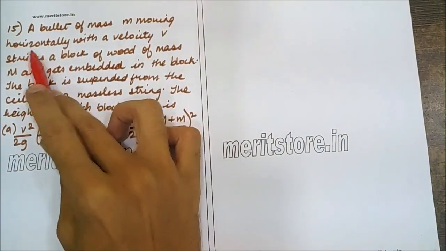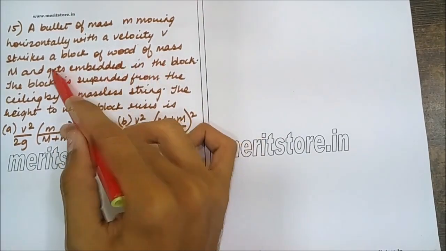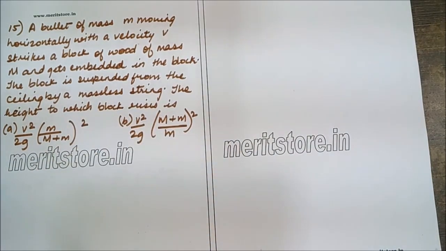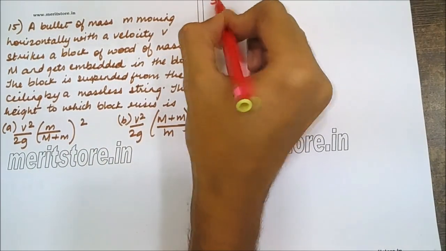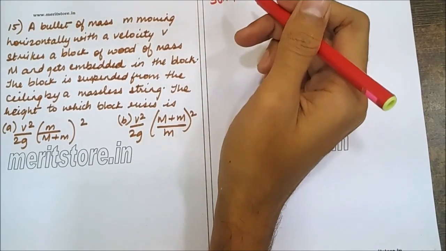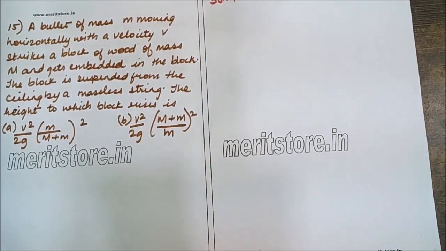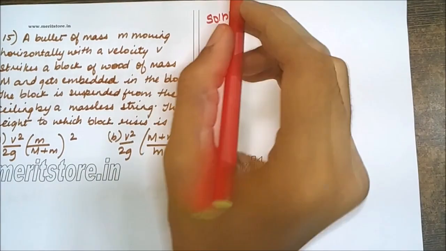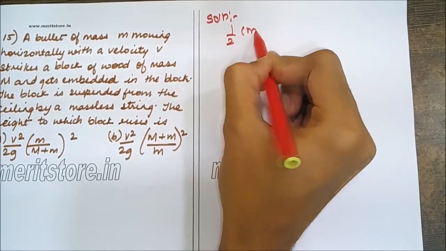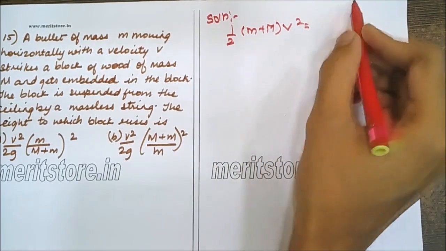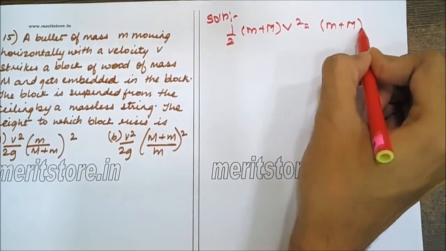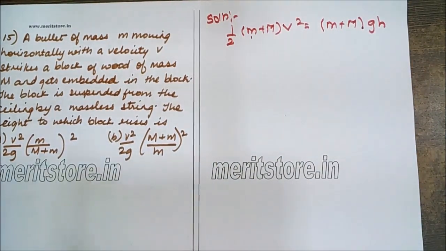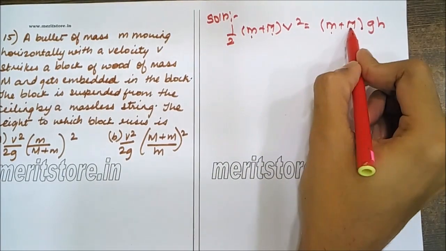A bullet of mass m moving horizontally with a velocity v strikes a block of wood of mass capital M and gets embedded in the block. The block is suspended from the ceiling by a massless string. The height to which the block rises is given by? So we'll use straight away the law of conservation of momentum over here, that is the momentum of the bullet before, m v, is equal to the momentum after, that is m plus capital M into V. This is the mass of the bullet and the mass of the block.